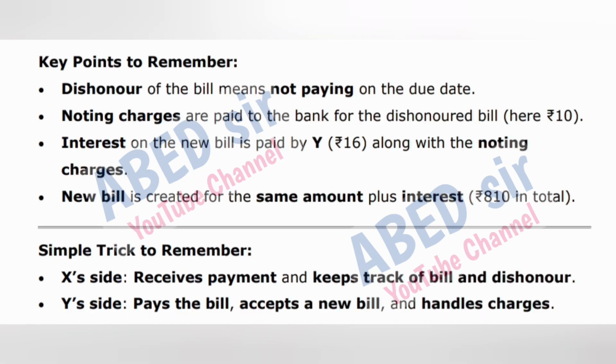Key points to remember. Dishonor of the bill means not paying on the due date. Noting charges are paid to the bank for the dishonored bill, here 10 rupees. Interest on the new bill is paid by Y, 16 rupees, along with the noting charges. New bill is created for the same amount plus interest, 810 rupees in total.